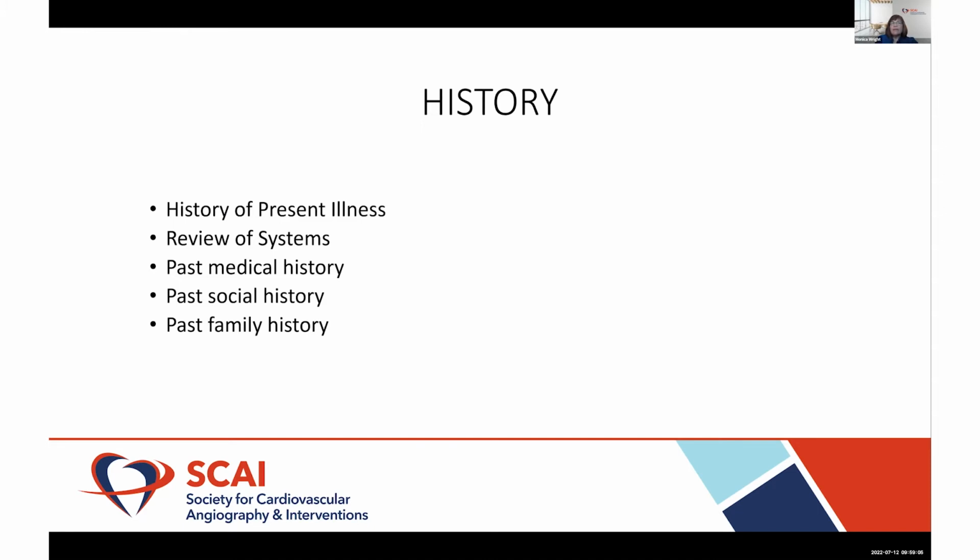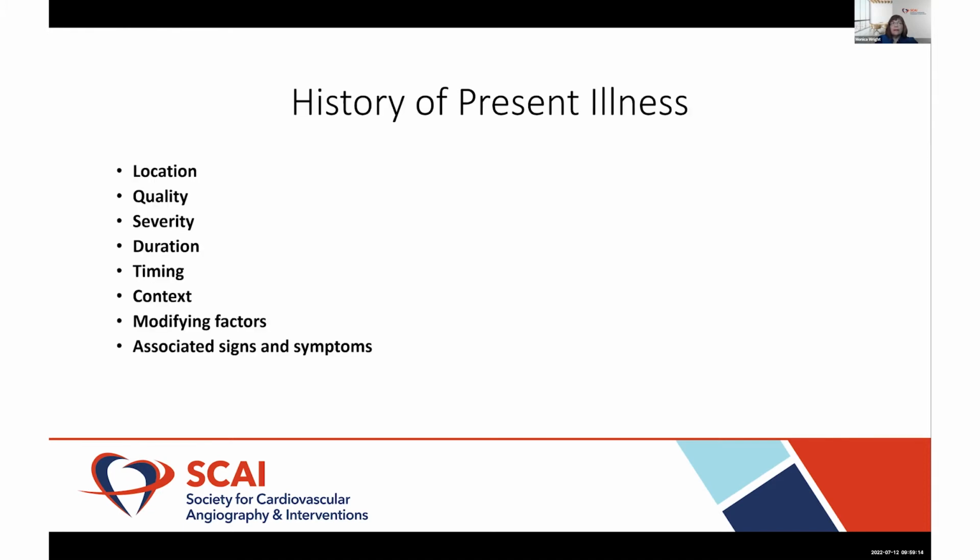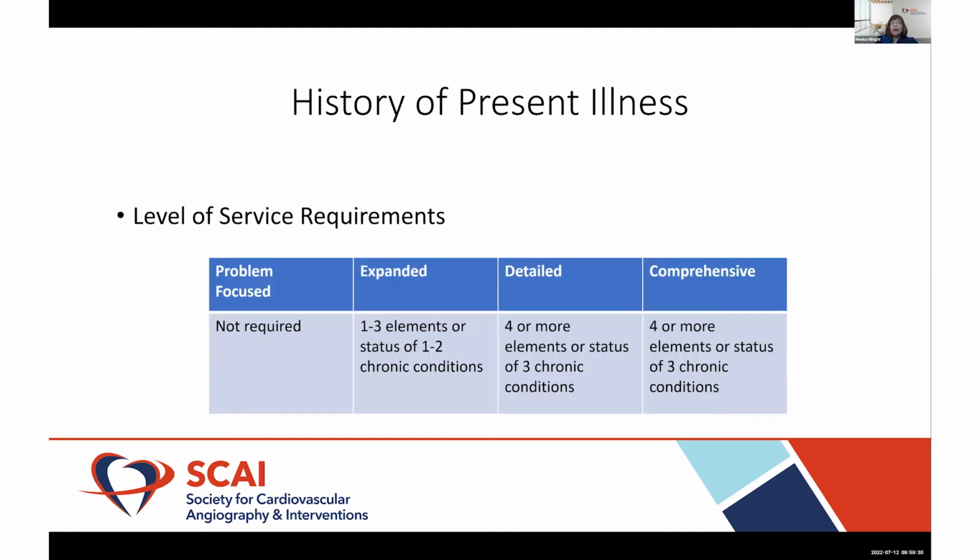History is composed of history of present illness, review of systems, past medical history, social history, and family history. History of present illness has 8 possible components: location, quality, severity, duration, timing, context, modifying factors, and associated signs and symptoms. To reach a comprehensive HPI, 4 elements must be documented, where the status must be given for 3 chronic illnesses.